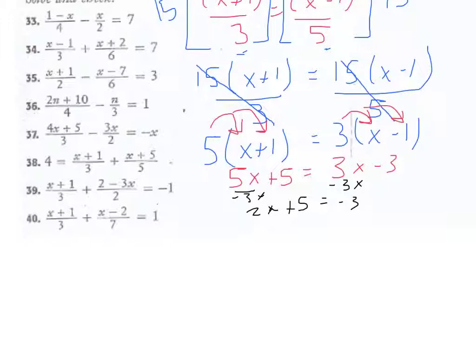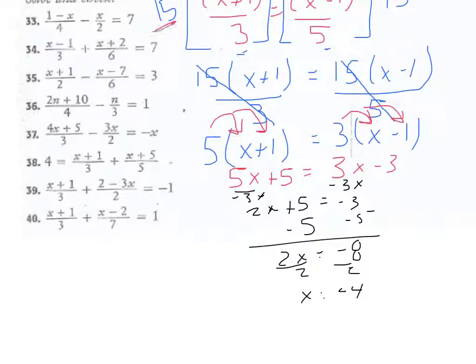Okay, so then I'm going to go minus 5, 2x equals negative 8. Divide by 2, divide by 2, x equals negative 4. Now the key here is when I'm distributing the 15 to both sides, I don't have to distribute inside the brackets. I leave it outside the brackets.